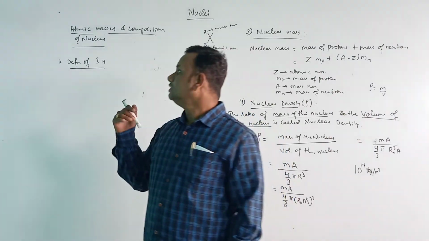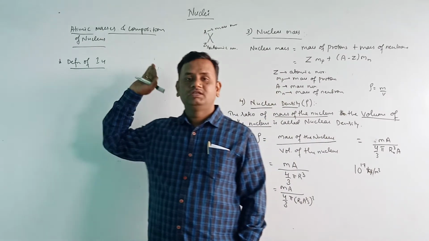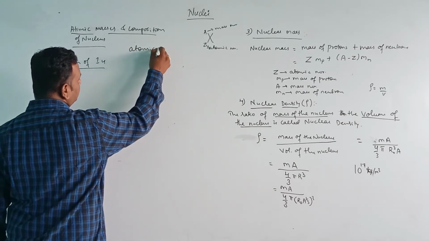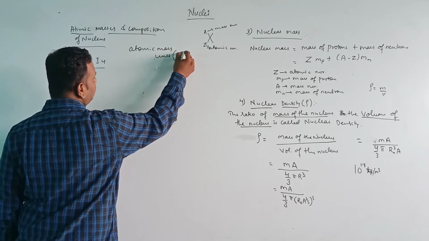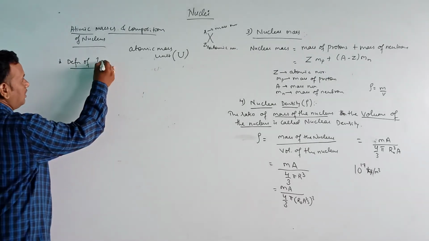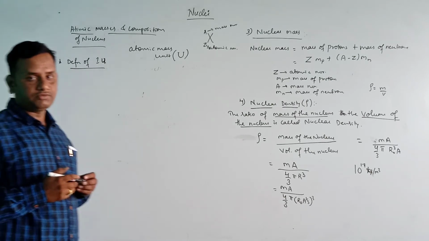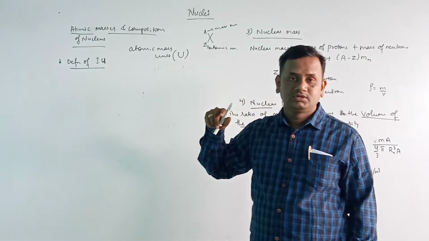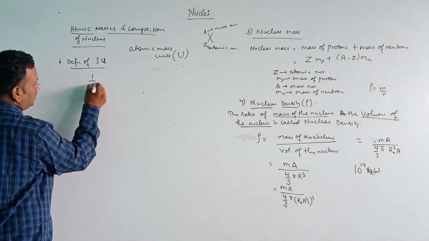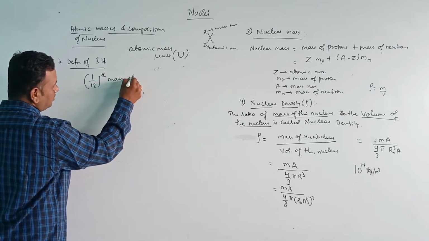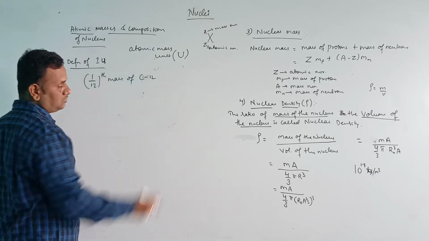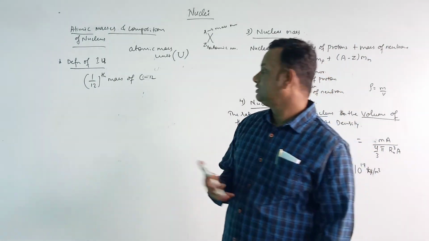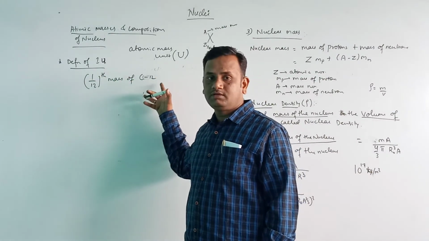In the same way, the mass of an atom is measured in terms of the atomic mass unit, which is denoted by a capital U. Here I am going to define it: one atomic mass unit is defined as 1/12 of the mass of the carbon 12 isotope.